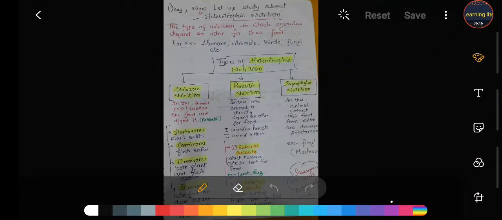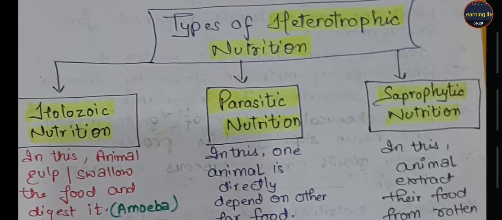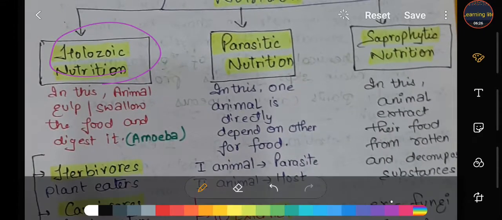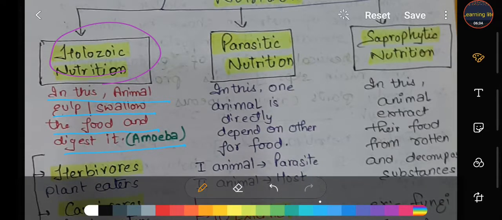Holozoic nutrition. First is our holozoic nutrition. So student, what is holozoic nutrition? In this nutrition, animals gulp or swallow the food and digest it. When an animal swallows the whole of the food at once and digests it, that is called holozoic nutrition, student. For example, amoeba.